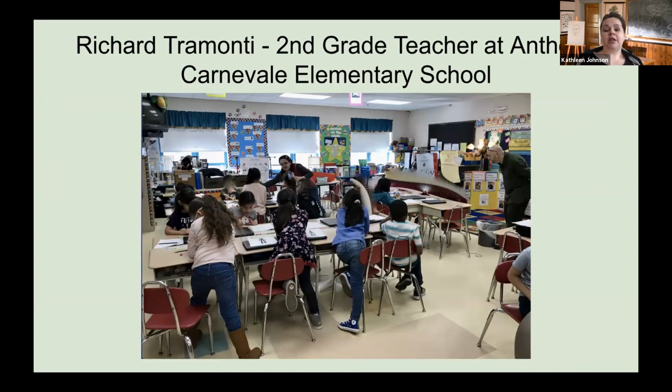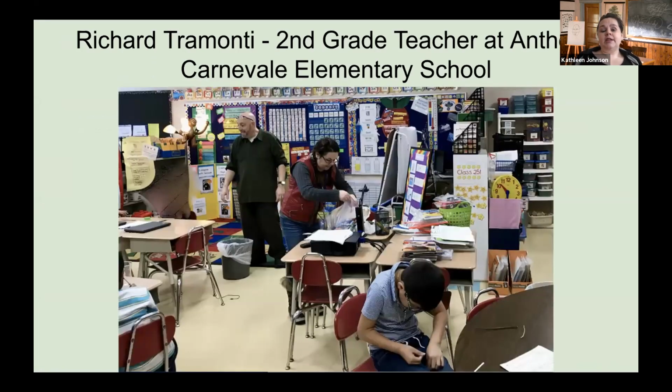Here they're doing the Mystery of a Winter Twig. So I am going to turn my speed talk over to Richard and let him talk about what he's done with his students.